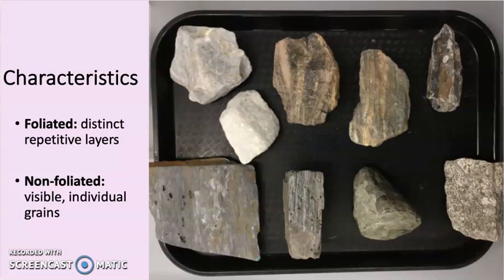So these are the metamorphic rocks that we looked at in class, and the key characteristics are either foliated or non-foliated. Foliated is the distinct repetitive layers, which look like bands, and non-foliated are the large visible individual grains.